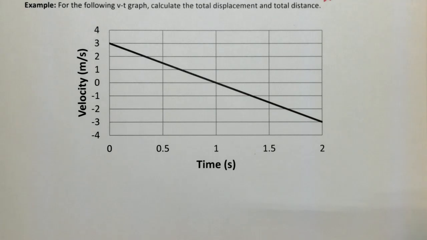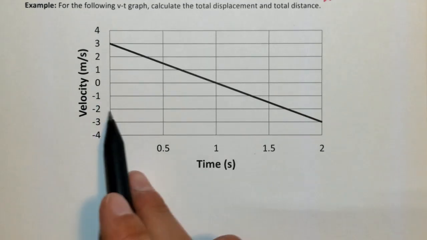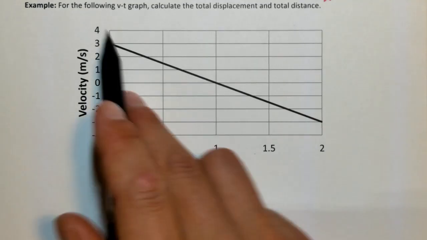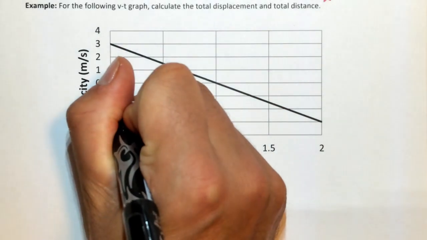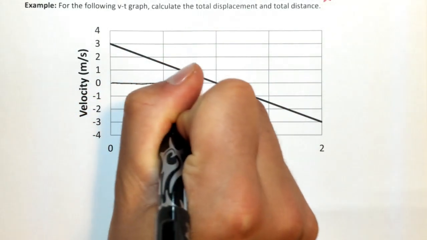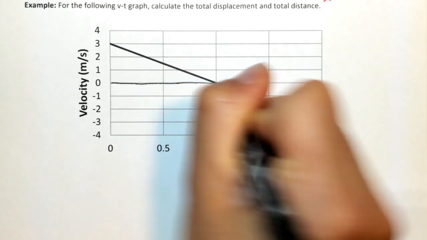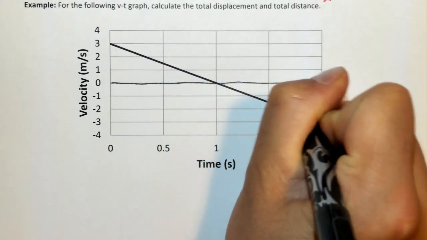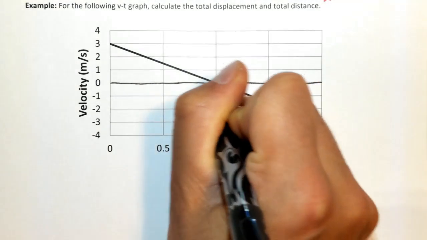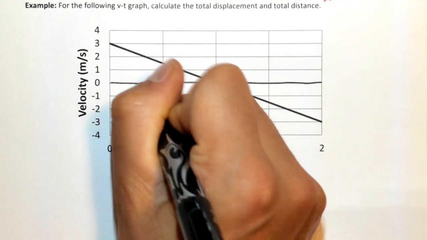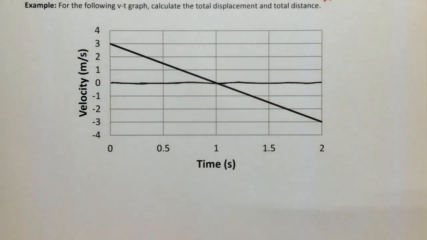what's going on a bit different in this graph is I have some negative velocity here. Positive velocity is up here, negative velocity is down here. Here's 0, so this is actually my x-axis, right there, right where 0 is. That is my x-axis.